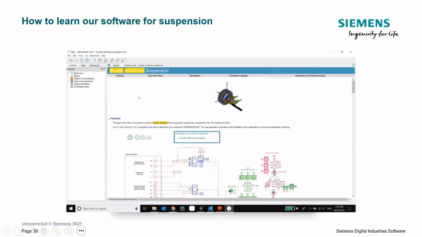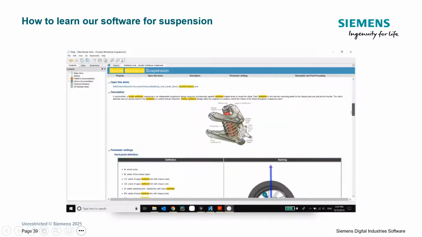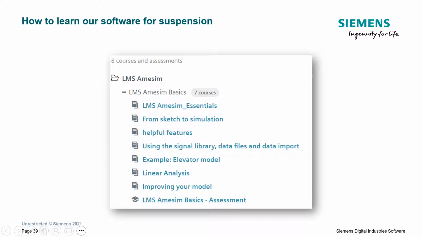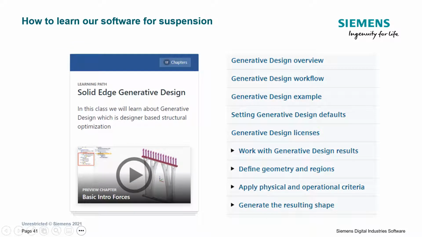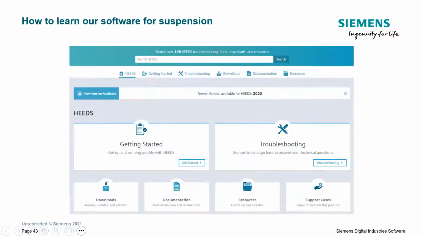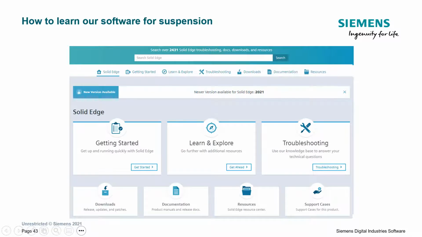To learn our software, we have libraries for Aimsim with pre-built systems such as clutches, torque converters, and more in the Aimsim interface under Demo and Help. This is available in combination with the 6-part YouTube tutorials that were shown earlier and these e-learning courses. There are e-learning courses on frames and weldments, topology optimization, and finally, motion, FEA, and mechanisms. Each of these products are supported by documentation, tutorials, getting started guides, and more by the resources in the Support Center.